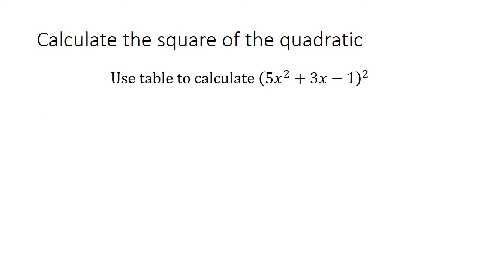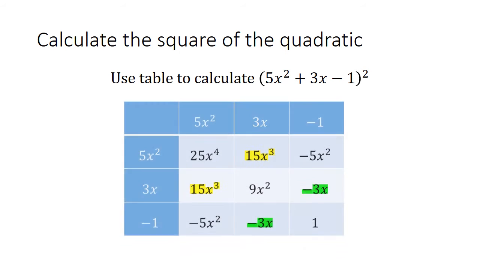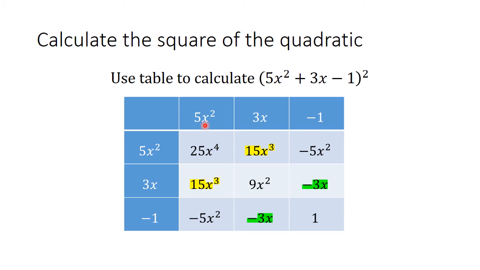A convenient way to square out this quadratic equation is to use a table. In the table, we lay out the different terms in the quadratic across the top, and we also lay them down in rows. Then in the first row, we multiply all the terms of the quadratic by the first term, the 5x squared, and we get this set of values here. 5x squared times 5x squared is 25x to the power of 4, and so on.